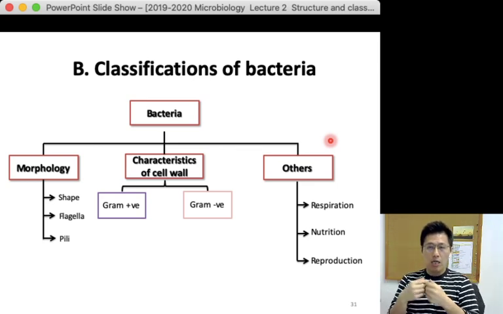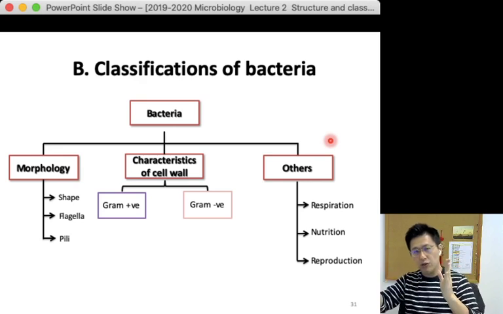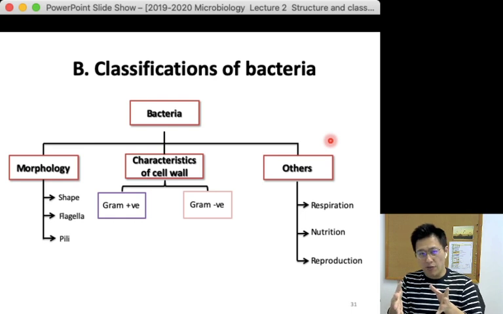E. coli inside the body have insufficient oxygen, so they can take up a very small amount of oxygen. So they're flexible for different concentrations of oxygen. But some bacteria can't survive in the presence of oxygen. They need an oxygen-free environment.